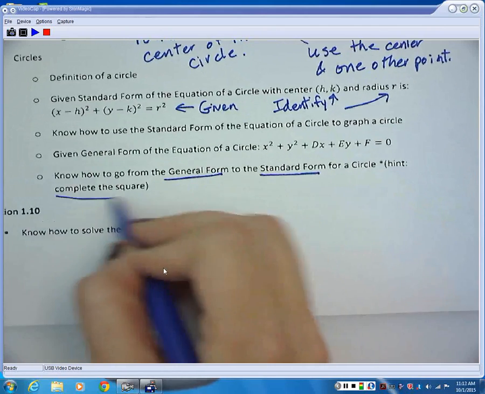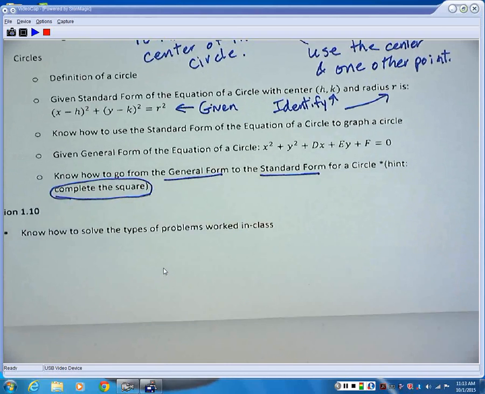Complete the square. So we can do a practice, another one of those. Complete the square. So that's on the test. All right, completing the square. I mean, I could look up a problem from the book to complete the square.